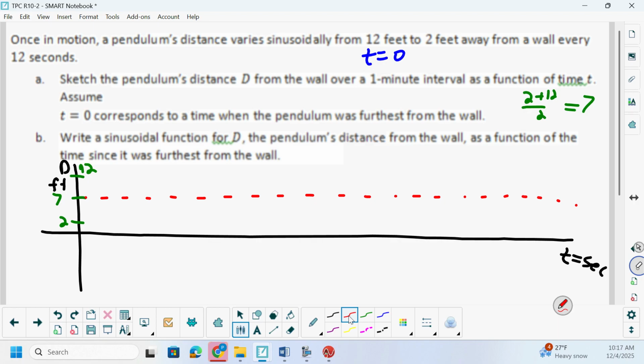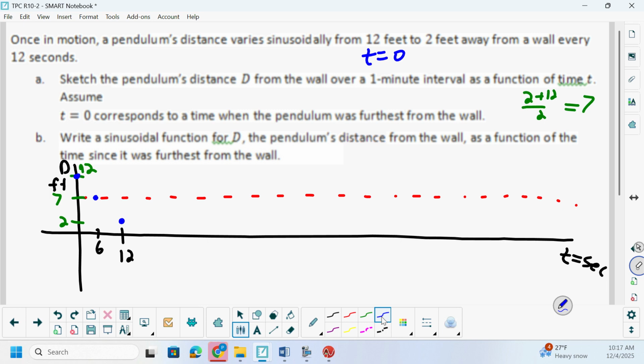And it said it should go from 12 to 2 every, where did it say that? 12 seconds. So let's put a mark on here for 12 seconds. We're starting at 12, and it should go to 2 at the 12 seconds mark. But that's going from a max to a min. So we must, in between, hit the wrap line. So in between 0 and 12 would just be 6 seconds, and let's put our point there on the wrap line.